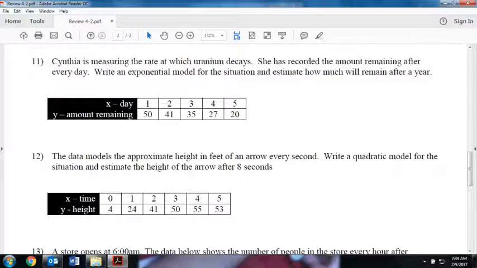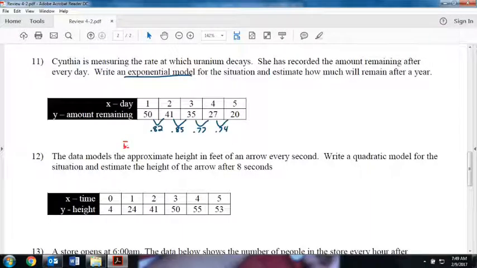Okay, so we're decaying. It says write an exponential model. So we'll divide. So 41 divided by 50. That's 0.82. 35 divided by 41. That's 0.85. 27 divided by 35. That's 0.77. 20 divided by 27. That's 0.74. And so again, we need our average B value.